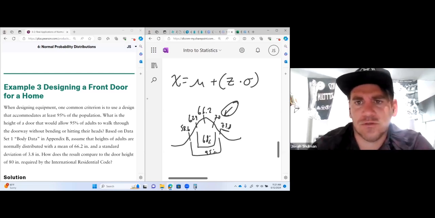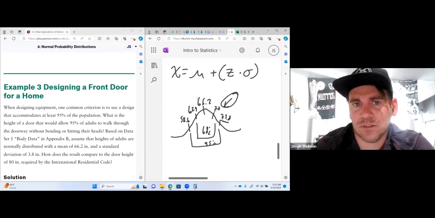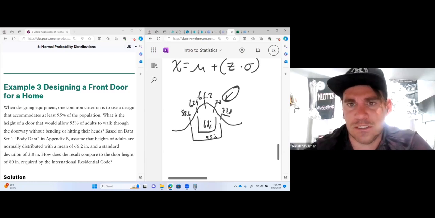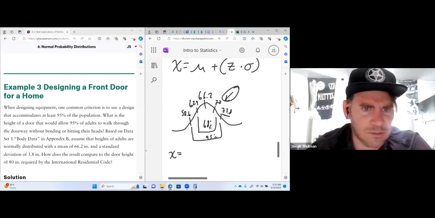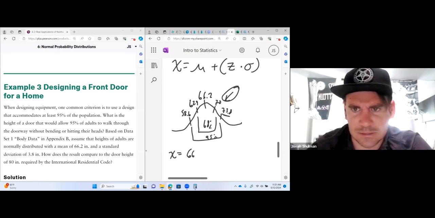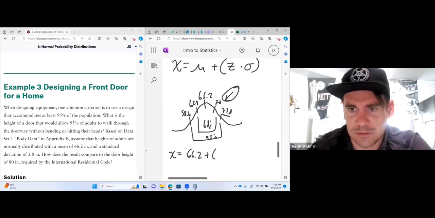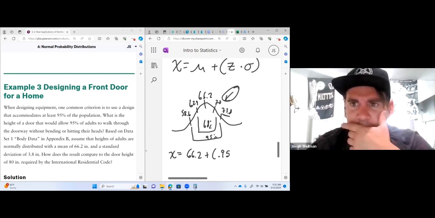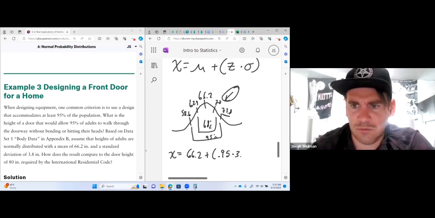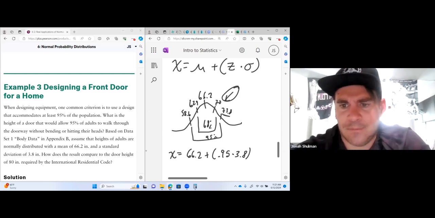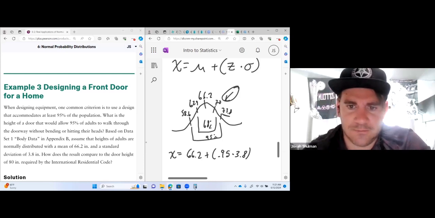So let's actually do the math. There's your formula. We've got everything we need. We want x, which I think is going to be 73.8. So they say our mean is 66.2 plus our z-score, for 95%, is 0.95. And then we just have to multiply this by our standard deviation, which is 3.8. Let's see what we get.